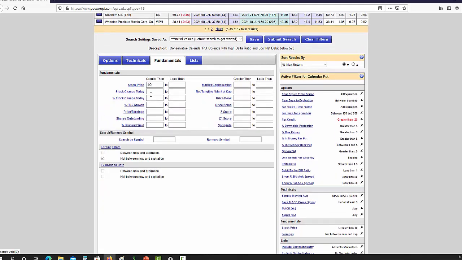And we mentioned some of the basic fundamentals where we're going to look for a stock price of greater than 10, just looking for normal price stocks. And we're going to avoid the earnings date between now and expiration. I may also add in an earnings per share growth of less than 0, looking for stocks that have shown negative earnings growth. So we're looking for something with weaker fundamentals in that case.